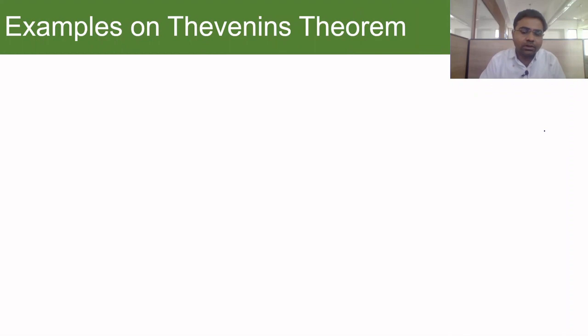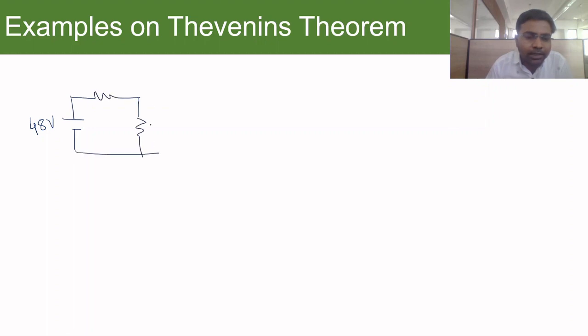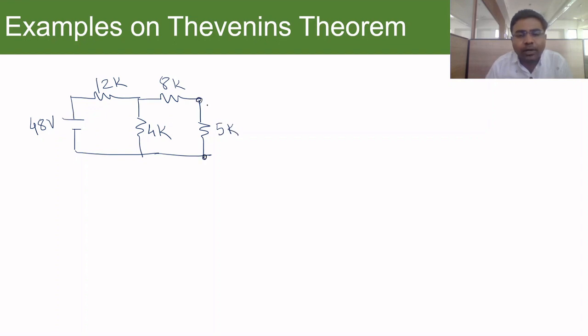So let me take you through an example so that you will get clarity. Let's say we have 48 volt here, and then we have a circuit like this. This is 12K, this is 4K, this is 8K, and let's say this is 5K. And this is the point where I want to find the Thevenin equivalent circuit. Let's say these are the A and B terminals.